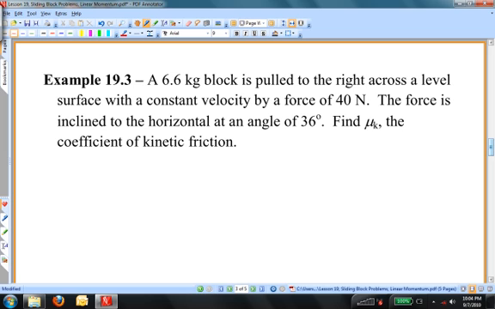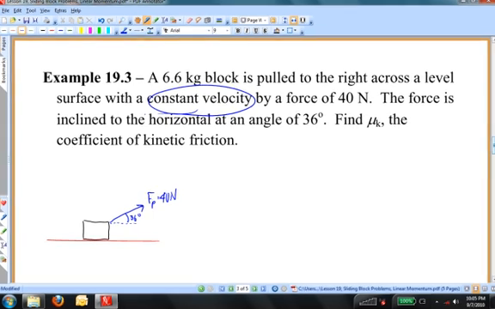Again, we have a picture. Again, we're told that this object moves with constant velocity. The force that's pulling it is 40 newtons. We're trying to find mu k. So let's begin again with a free body diagram.